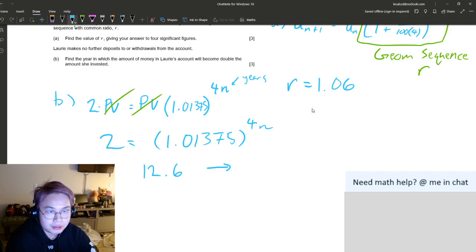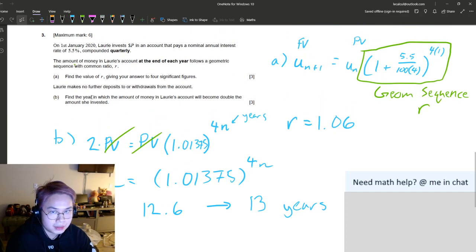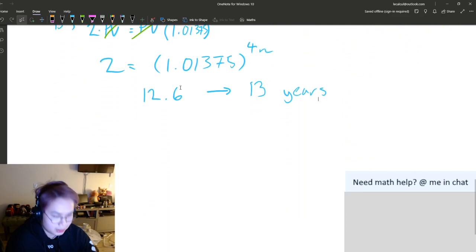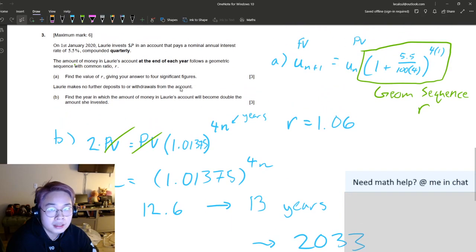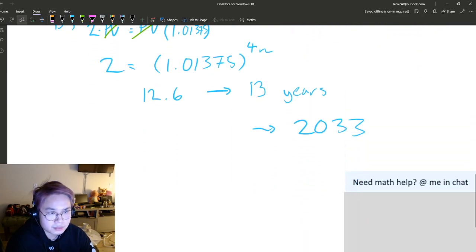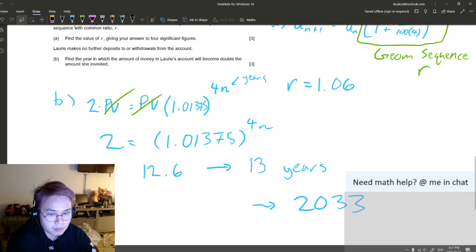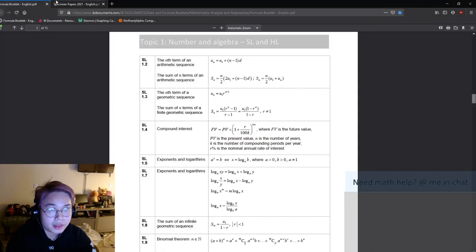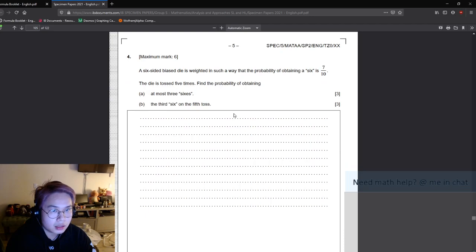Now, obviously, we want this to be in years. So, of course, it's going to take 13 years, because 12 isn't enough, you get it at 12.6. And then, of course, they want the actual year, and this is starting from 2020. So she will double her money into 2033 if we're all still alive by then. All right, next one.